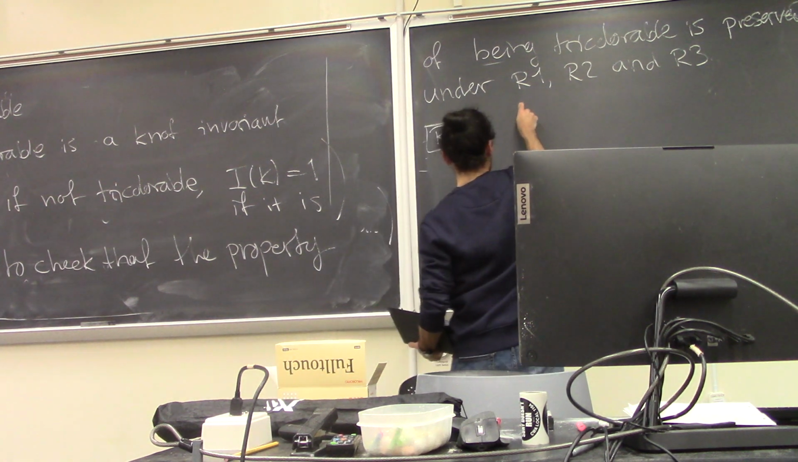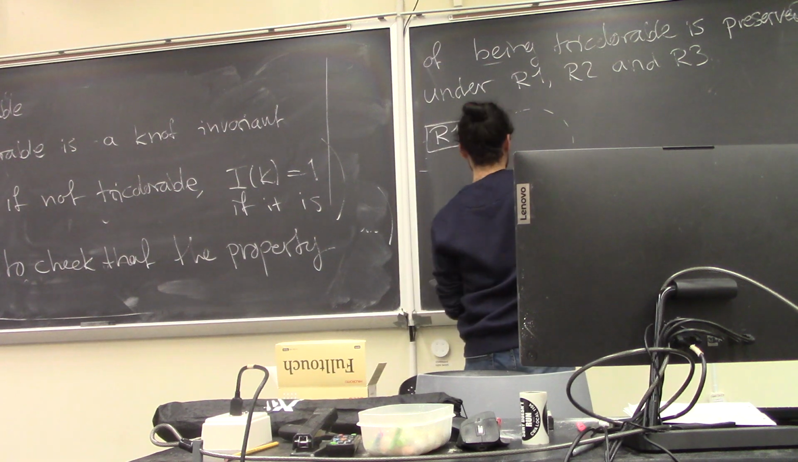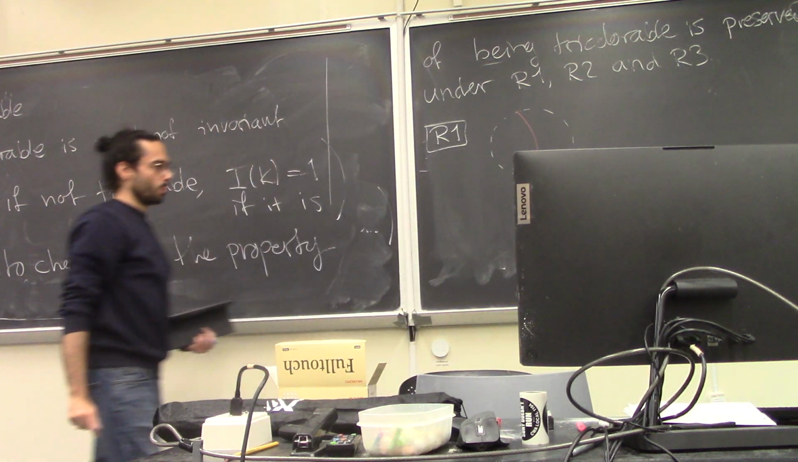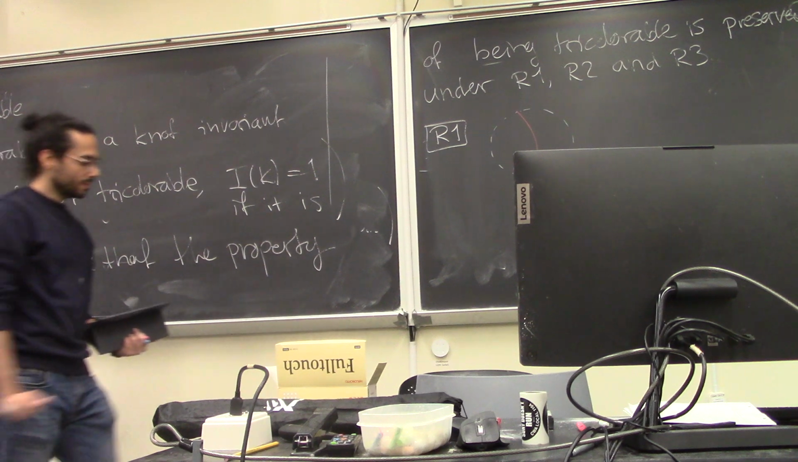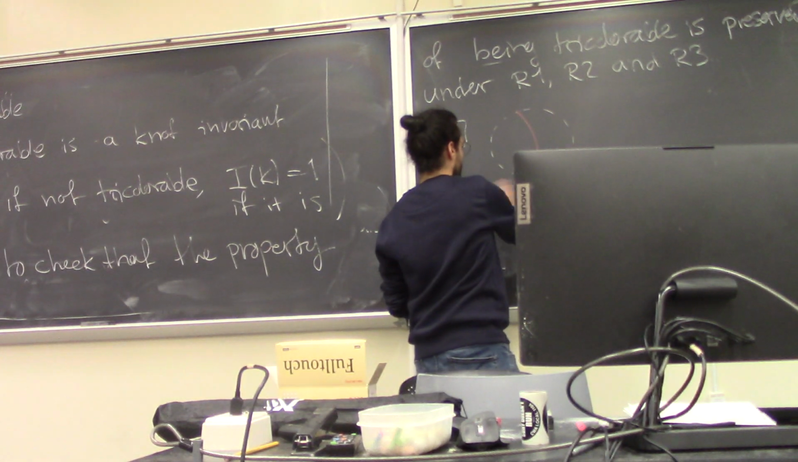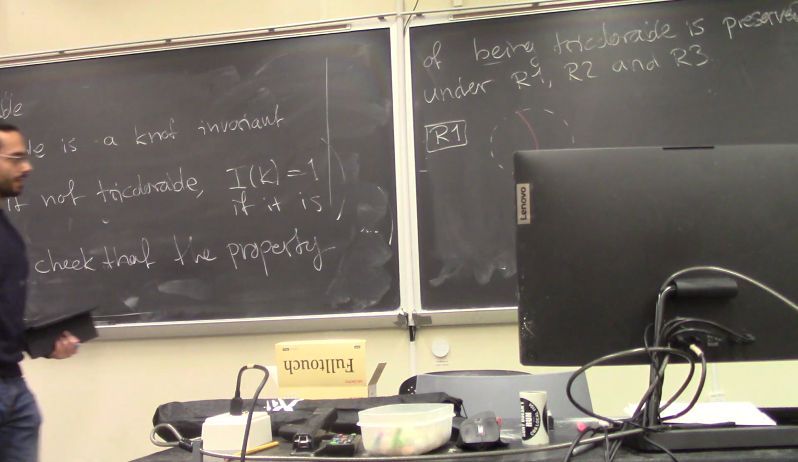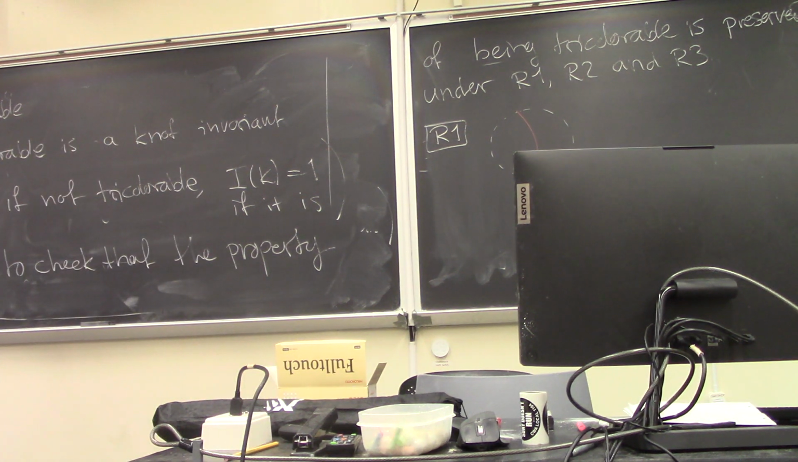So for Reidemeister 1, let me actually use red. I need to show that if I zoom in on a strand, we have a knot, and we assume that it is tricolorable. Now we want to show that the fact that it is tricolorable is preserved. So whenever I've chosen a coloring, I zoom in on one of the strands. It has some kind of color, in this case red. Now I want to make a twist.